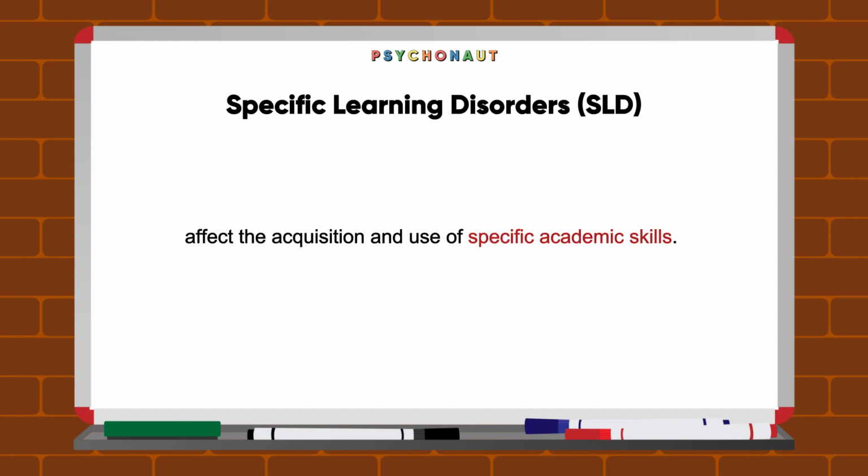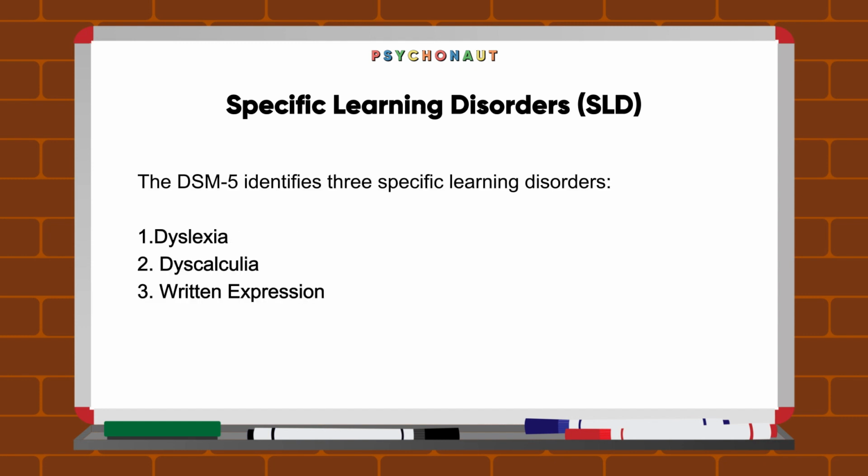Next, we have specific learning disorders. Specific learning disorders, or SLD, are neurodevelopmental conditions that affect the acquisition and use of specific academic skills. The DSM-5 identifies 3 specific learning disorders. 1. Dyslexia, which primarily affects reading and related language-based processing skills. 2. Dyscalculia, which involves difficulties with mathematics and number-related concepts. And 3. Disorder of written expression, which encompasses challenges in written language expression.